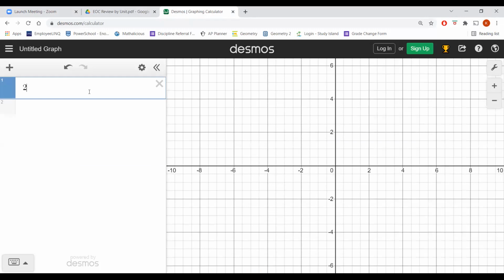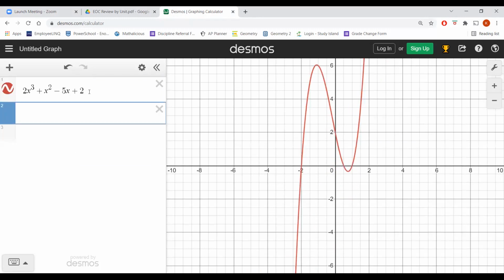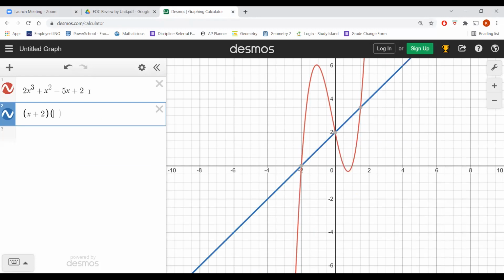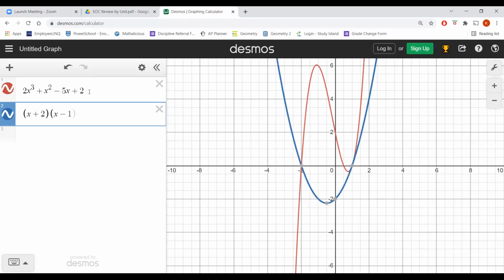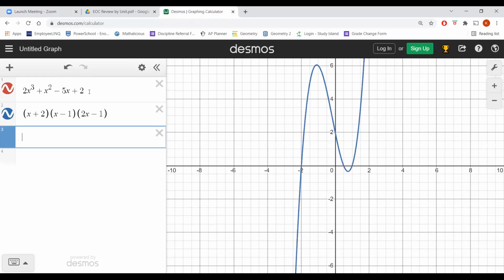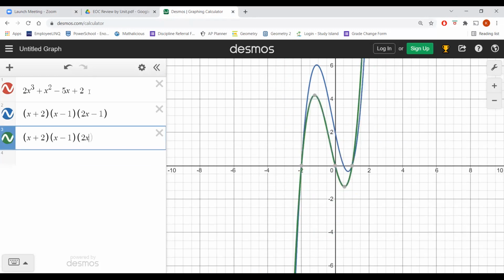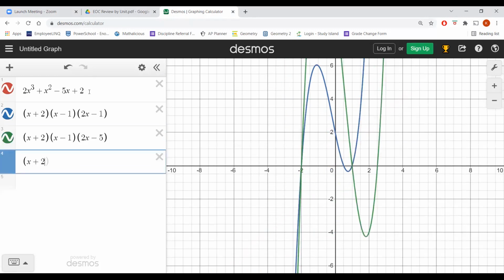So I have 2x to the 3rd plus x squared minus 5x plus 2. And then I'm just going to start typing all of these in, and you should be typing them in as well. And I just won't type the last one.